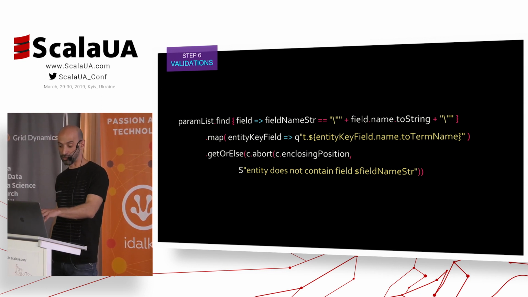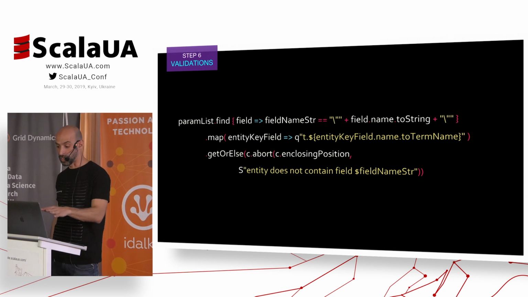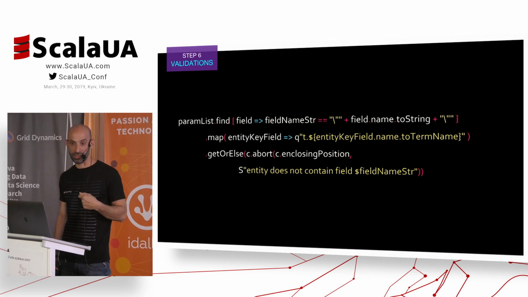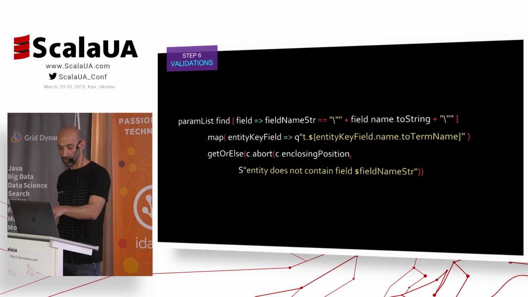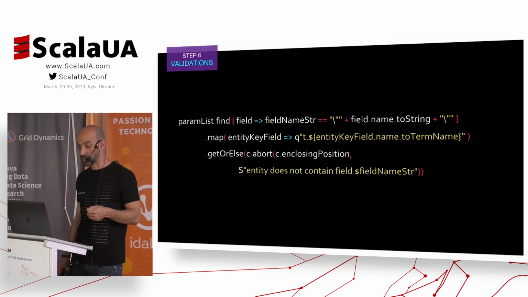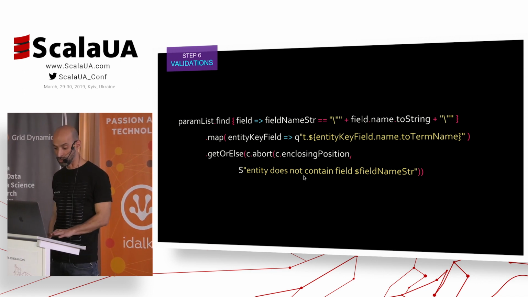It finds the field name inside. This all will happen in compile time. It will try to find it, and if it finds it, then it will create the code, so for example here, entity key field dot name to term, and you see the quasi quotes and everything. This will generate the code that will do some entity dot key. But if it doesn't find the field, then this line would say entity key doesn't contain the field and will give the name of the field.